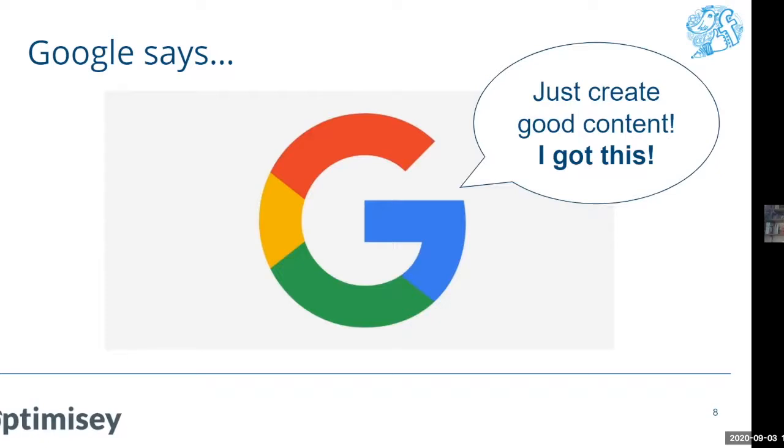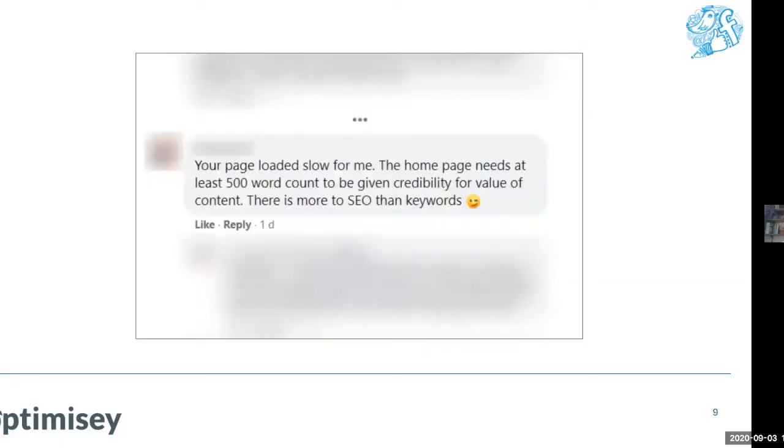Also, we come to the definition of what is good content. More on that later. Because you still see stuff like this. This was taken from a Facebook group that I'm in. I'm sure you've all seen or read things like this, where people say your homepage, or whatever page it is, needs a 500 word count, it needs to have this many words to be given credibility, because there's more to SEO than keywords. I've muted and blurred people's faces to protect the not so innocent. I'm sure you've all seen this kind of stuff where you've got to have a certain word count and keyword density and all these other buzzwords that are thrown around. They have got the bit right about there being more to SEO than keywords, but otherwise the rest of this is all just horrifying.